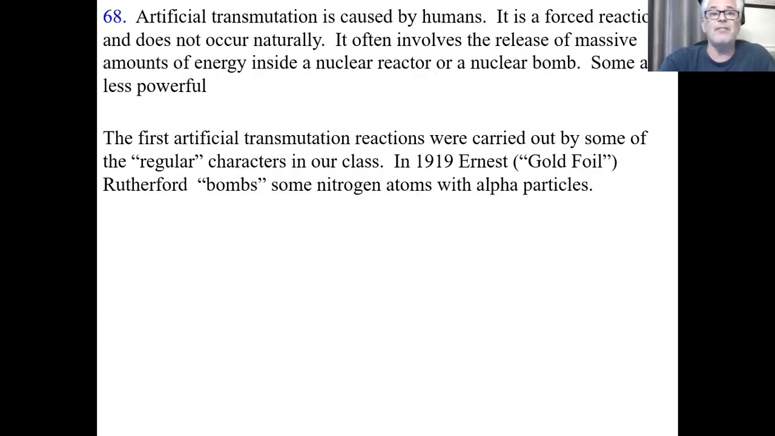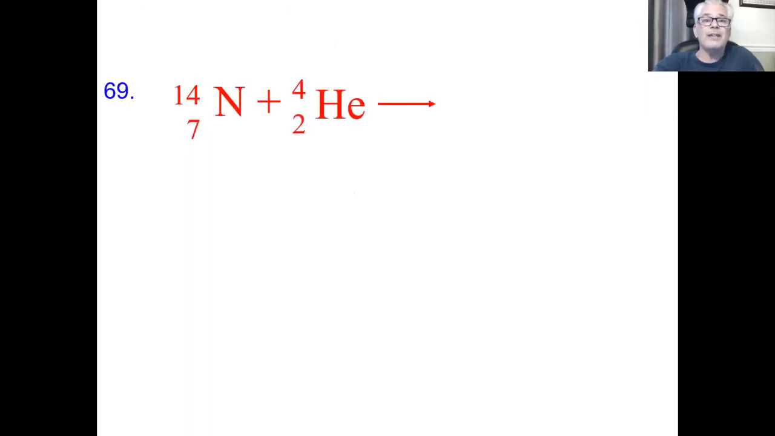It's not very tough. Now, artificial transmutation is caused by a human being. It's forced. It does not occur naturally, which is good because it usually involves a nuclear explosion. So we're glad this doesn't just happen naturally. The first artificial transmutations were carried out by some of the regular people in our class. Remember Ernest Rutherford, my hero from the gold foil experiment, and some other people which we'll get to see.